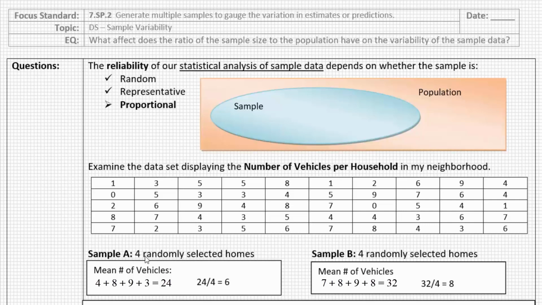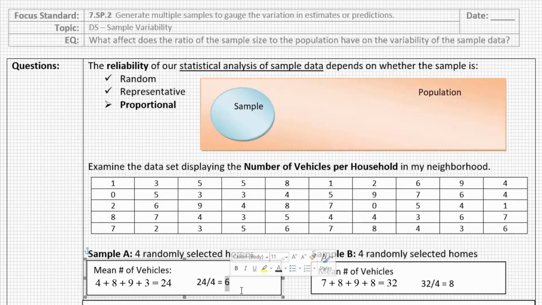Well, a couple things come to mind. I did 4 randomly selected homes, so I actually have, if we're using this circle here, a really small proportion. My sample is only 4 homes out of 50. So that's one thing I'm noticing. And look at the mean numbers. My first mean was 6, and the mean of my second sample of 4 randomly selected homes was 8.